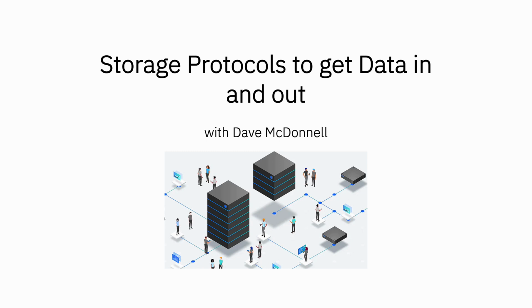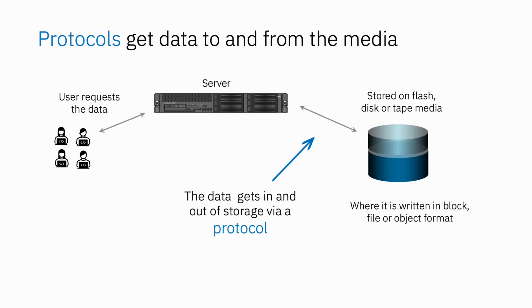So storage protocols get the data in and out of storage media. Let's take a look at this with a picture. So you have a user that will request a job or a file. They'll do something that requires data. That data will get retrieved from the media, right? It could be flash, disk, or tape media. It could be written in block, file, or object format, right? And it gets in and out of the media using a protocol. Think of it as a pathway, the way the data travels from the media to the requester, right? So in this case, it'll get loaded into the memory on the server, and the user will be able to see it and interact with it.